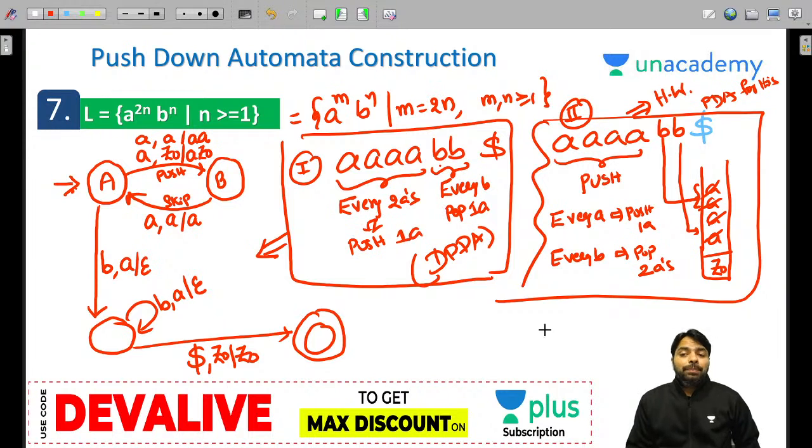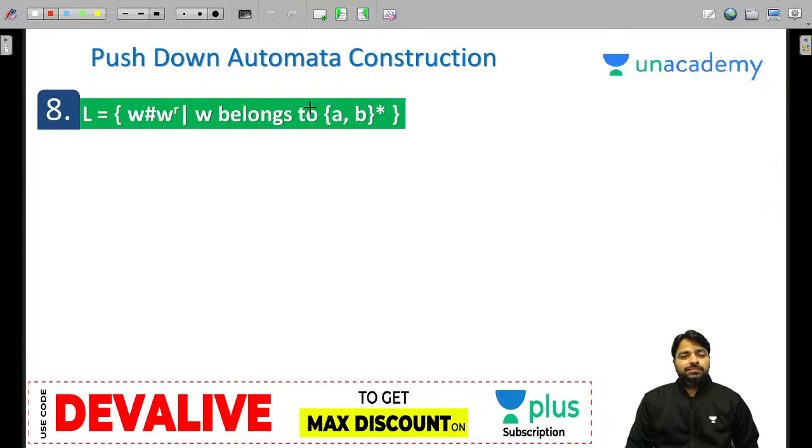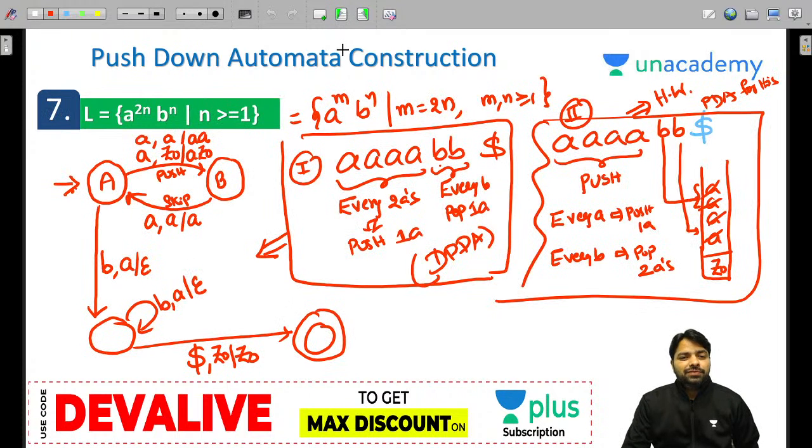Fine. You can design a PDA for that, no doubt. Eighth: now special case, if you have any special case, yes, epsilon is not there, so no problem.